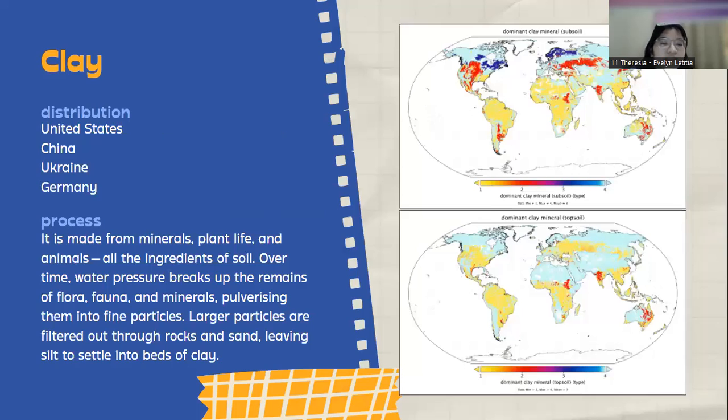The distribution in the world is in the United States, China, Ukraine, and Germany, but in Indonesia, it's almost all over Indonesia. The process is from minerals, plant life, and animals, and over time, water pressure breaks up the remains of flora, fauna, and minerals, and then it becomes fine particles. Large particles are filtered out through the rock and sand, leaving clay to settle into beds of clay.